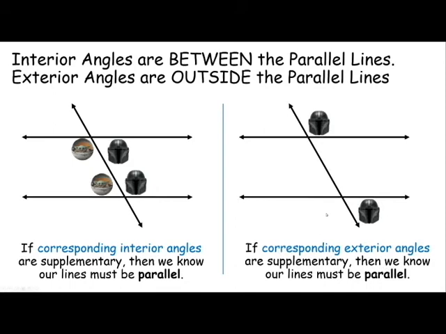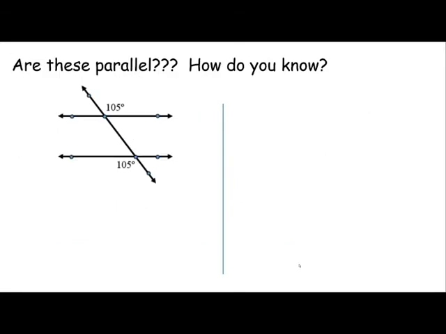Likewise, these are corresponding exterior, outside the parallel lines, same side of the transversal. Obtuse, acute, they are going to be supplementary when the lines are parallel. Now, I know that's a lot of terms, but here's what that's going to look like for you in class.